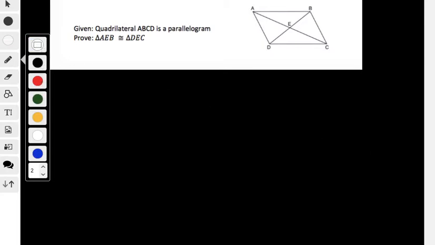Let's start. So the first thing I'm going to do, it says to prove that triangle AEB is congruent to triangle DEC. And my preferred way of proving things is to make these two column proofs. So that's what I'm going to do. If it doesn't specify, then you can either do paragraph, flow proof, whatever you want.